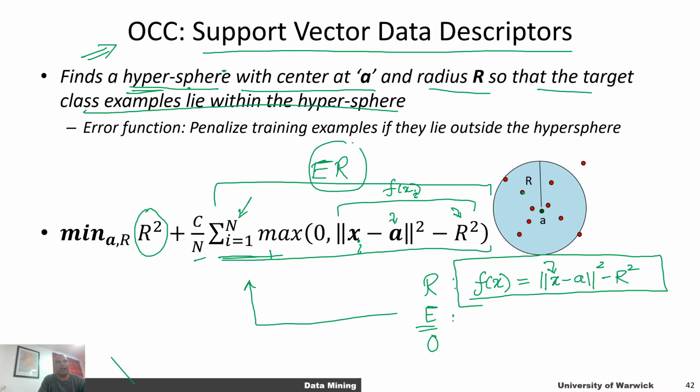Okay. And then you also want a minimum radius. We want the tightest sphere possible that gives us good results. And this parameter C over here controls the compromise between these two things. Okay. So that's what we achieve by this. This is how support vector data descriptor works. And you can optimize it using any optimization techniques, say stochastic gradient descent or gradient descent or anything else.